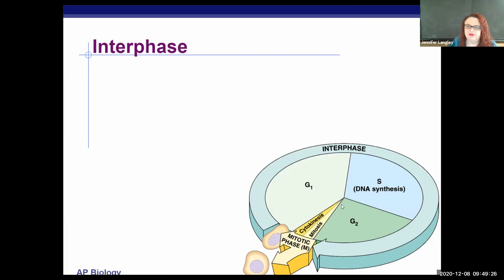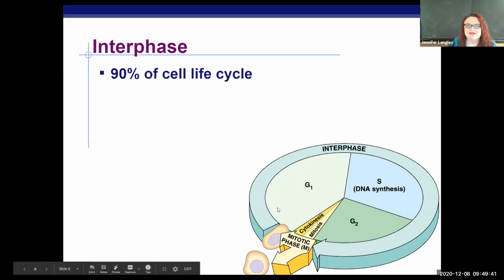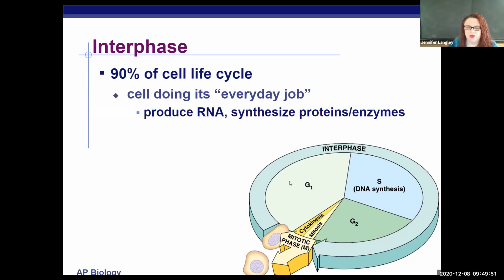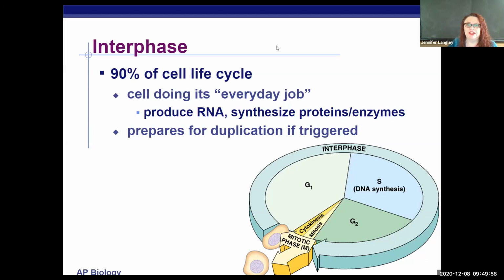So here's interphase. And if we look at this image here, imagine the cell cycle like a clock. And we're going to spend a whole bunch of time in interphase and a little bit of time in mitosis and cytokinesis. It is in fact about 90% of the cell life cycle for most cells. And this is where it's doing its general everyday job. We reproduce the RNA, synthesize proteins and enzymes, and prepare for duplication, if triggered.